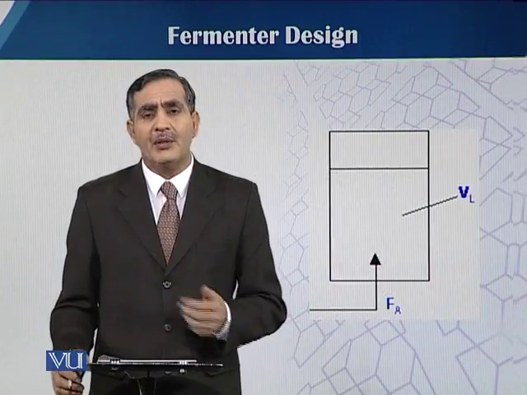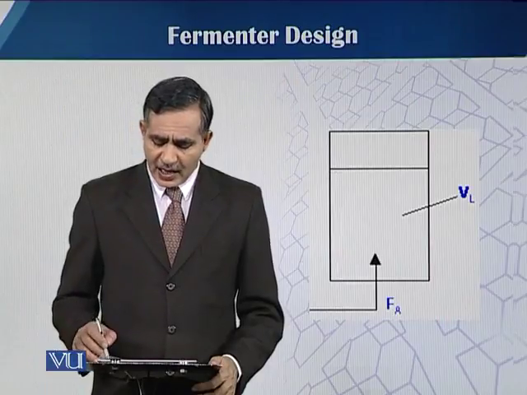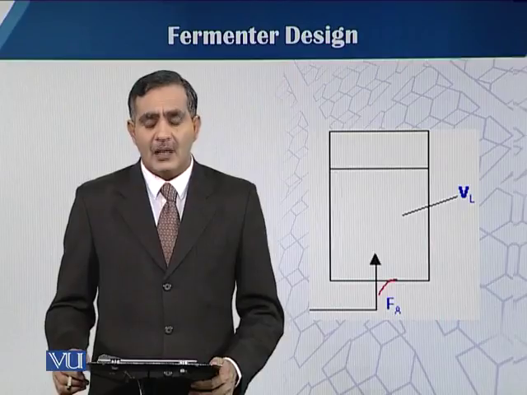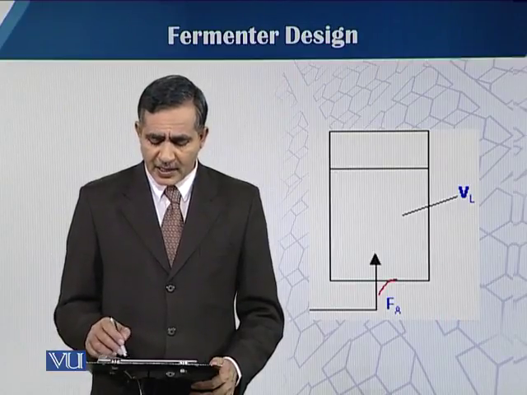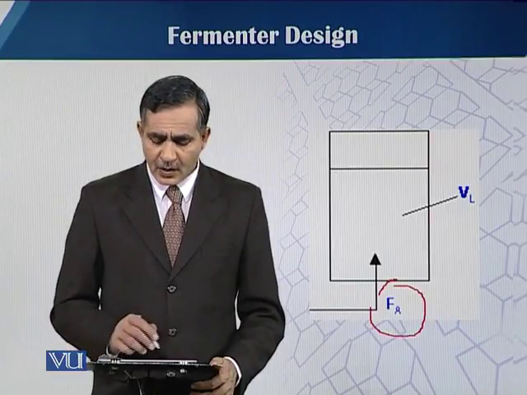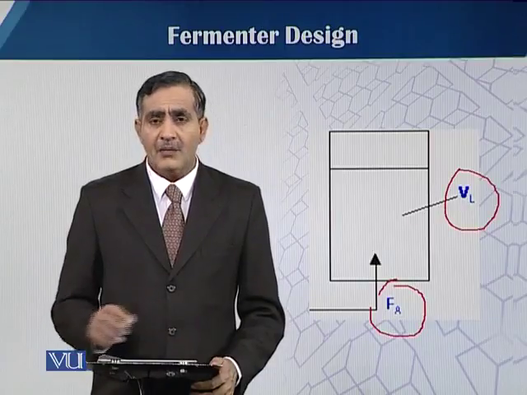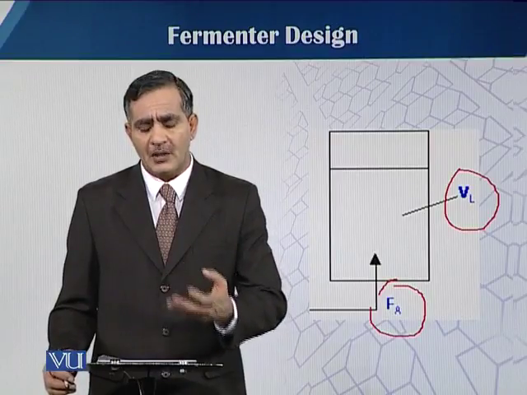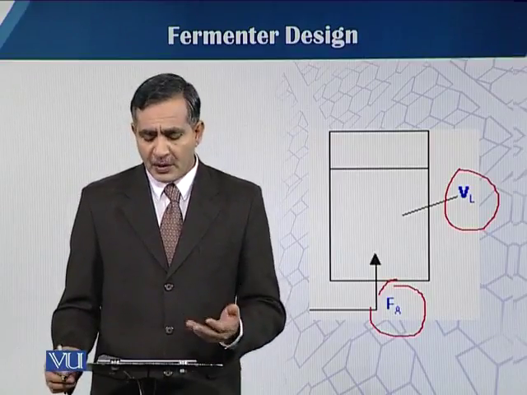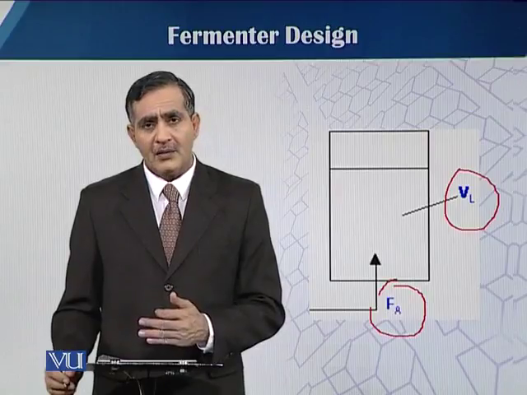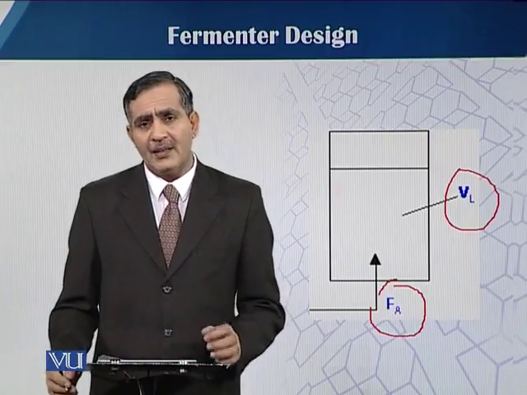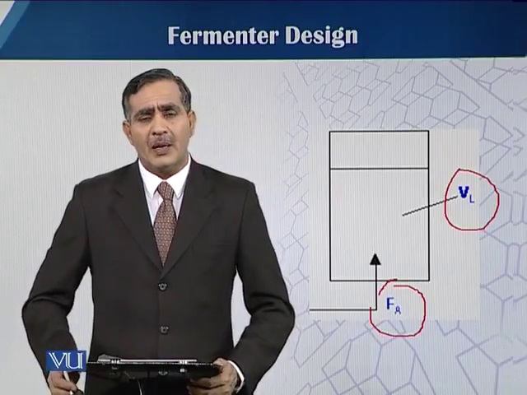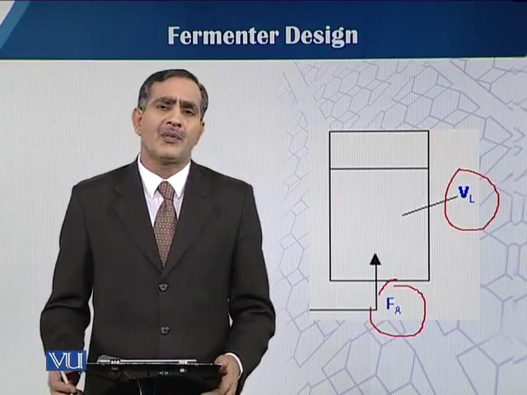In this slide you can see that FA is the flow rate of the air, A is specified to that, and VL is the volume of liquid, meaning fermentation liquid. So the ratio between FA and VL is basically what comes in terms of VVM. By this term we can easily calculate the flow rate.